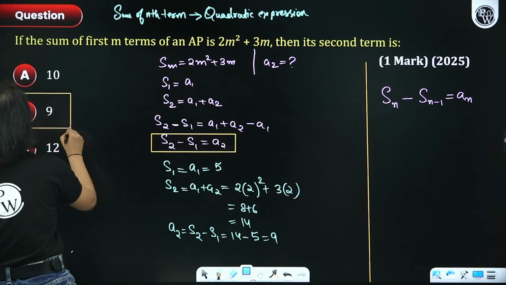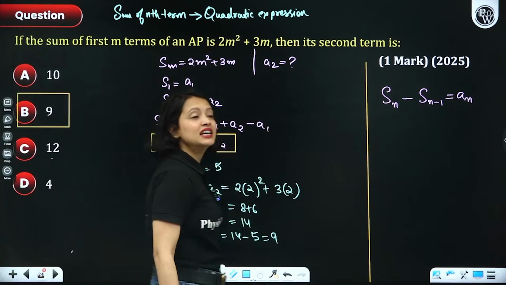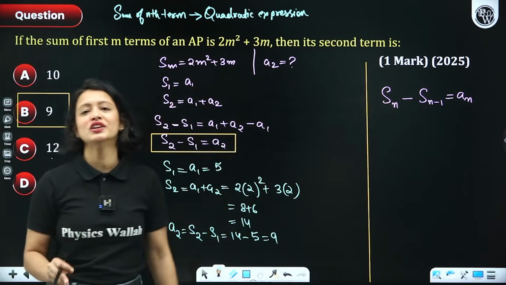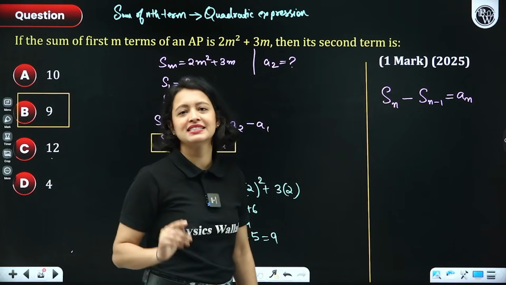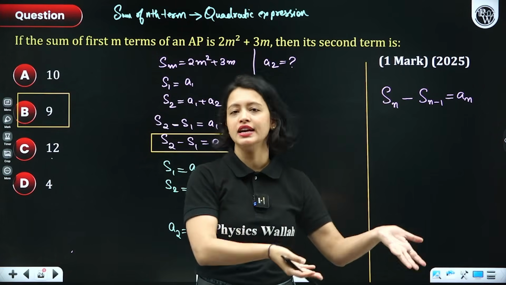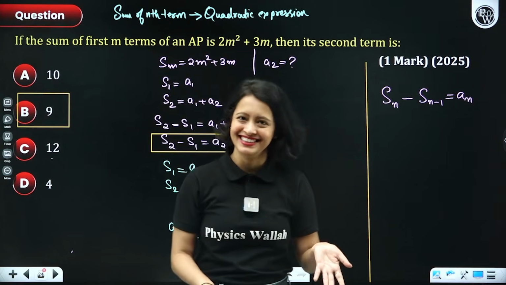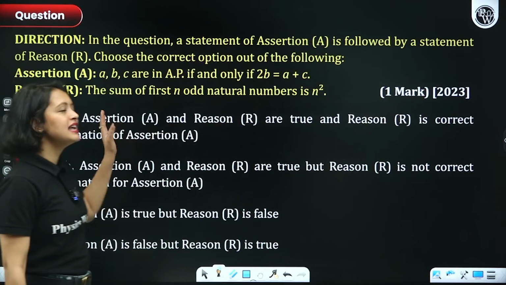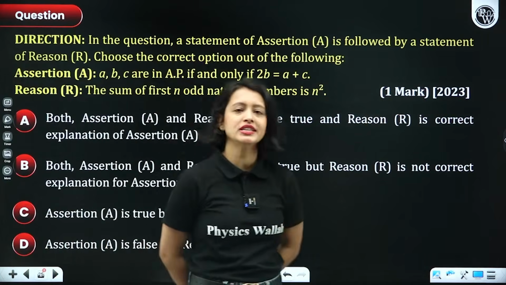The question was not hard, but yes, there was a certain logic to it. So please make sure that you don't make silly mistakes where you figure out S2 and just say that S2 is A2. S2 is not A2. Please remember this one, guys. With that, let's move on and do this assertion-reason type question.